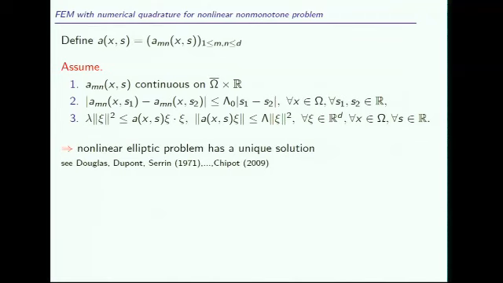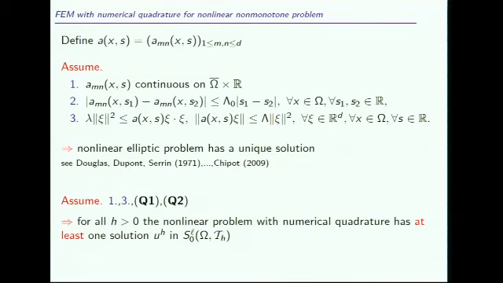So I come now to the question here. I take a tensor, it's not a scalar and depends on x, so you cannot do a Kirchhoff transformation. If you assume that A(x,s) is continuous, Lipschitz, and as I said, elliptic, then the nonlinear elliptic problem has a unique solution. The first result is by Douglas, Dupont and Serrin, and there is a recent, quite different proof in a book of Zeidler in 2009.